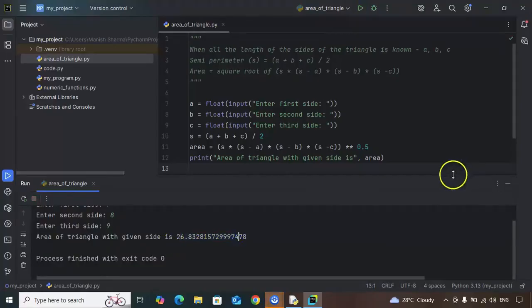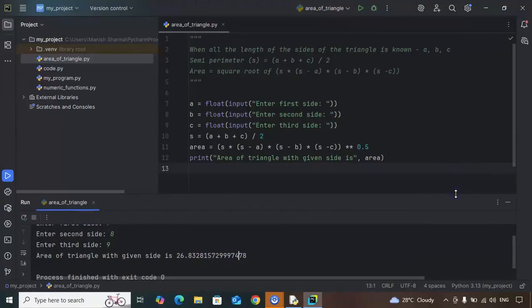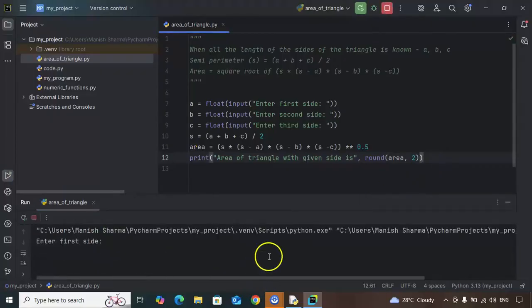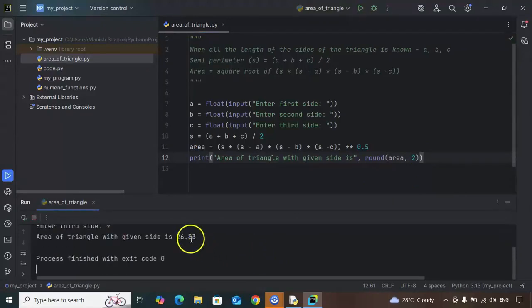We learned the round function. Can we round it off? Let's round it off. Round area, comma, let's say 2 decimal points. I want till 0.83. For running this now, I just have to do Shift F10. It will run the current program. Now 7, 8, and 9. We'll get 26.83. All right, simple, makes sense.